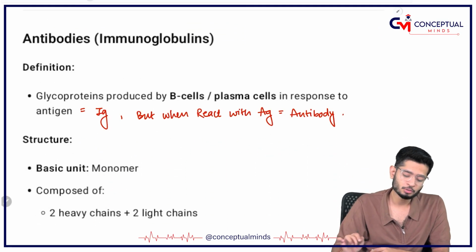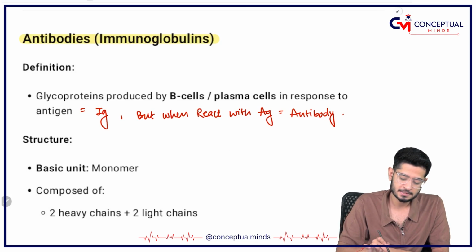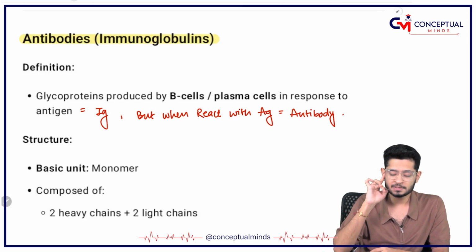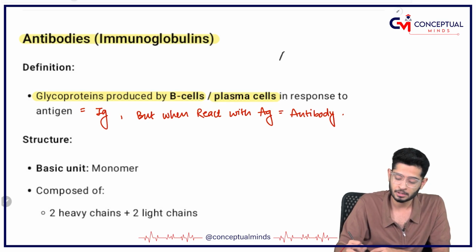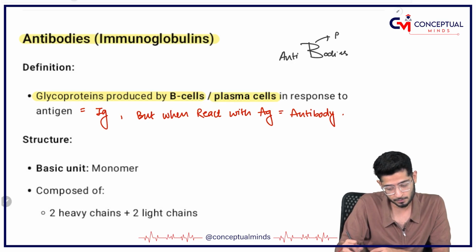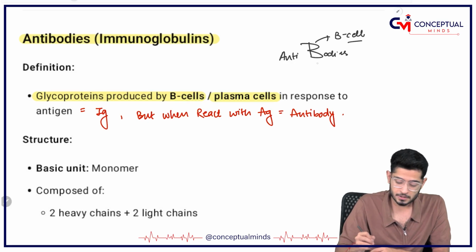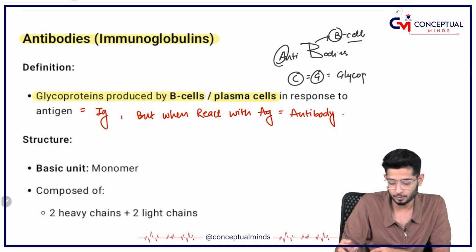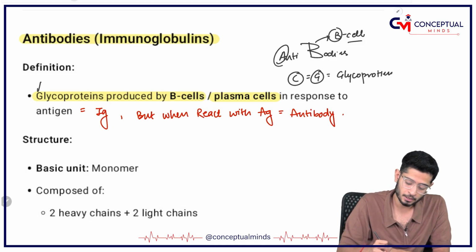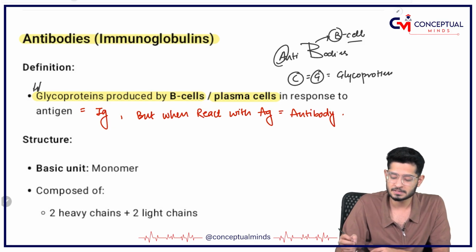Okay. Coming on to antibodies, these are sometimes called immunoglobulins. So understand, antibodies are glycoproteins produced by B cells or the plasma cells. Very, very important. Anti is okay, but B is important. Antibody means produced by the B cell. So A for anti, B for B cell, and coming to C, which looks like G, G means glycoprotein. So remember, these are the glycoproteins produced by the B cells or the plasma cells in response to the antigen.